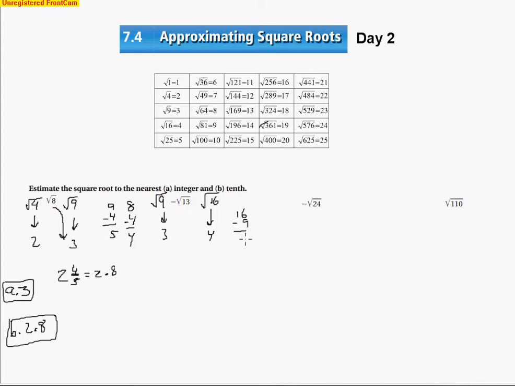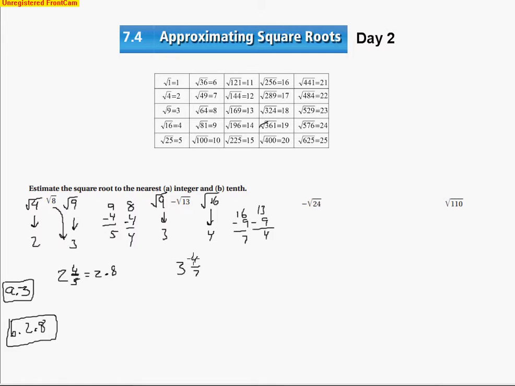16 minus 9, well, that leaves me with 7. So I know it's going to be 3 and something. It's going to be 3 and something sevenths. So I subtract 9 from 13, and that gives me 4. So I see that 4 sevenths is over 50%.